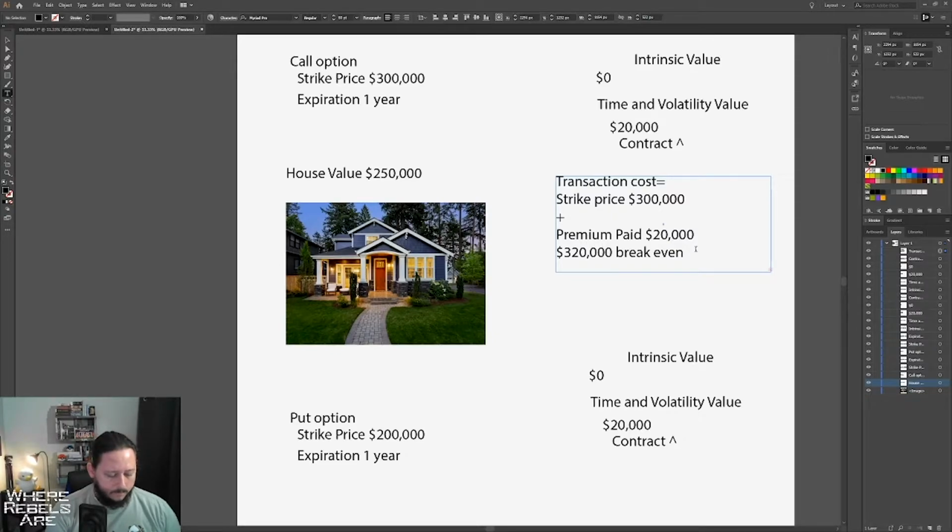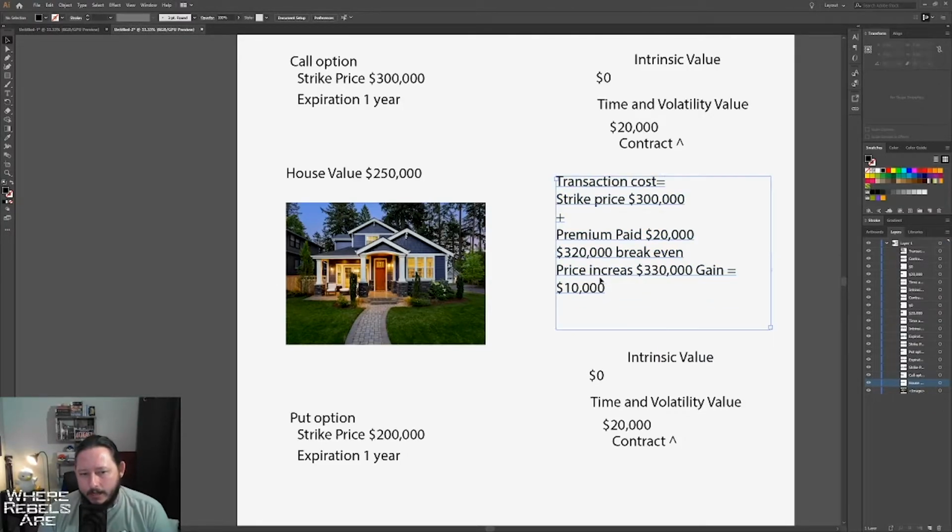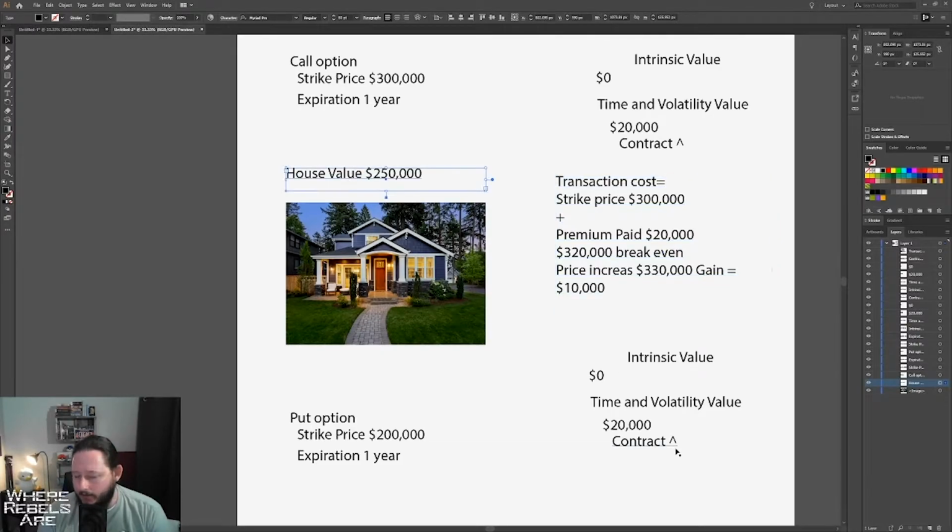330. Gain equals 10,000 at that point. And I know it's not big enough, so we're going to drag this down. That's actually not bad. All right, $10,000 gain. But how much would you have gained if you had just bought the house in the first place?